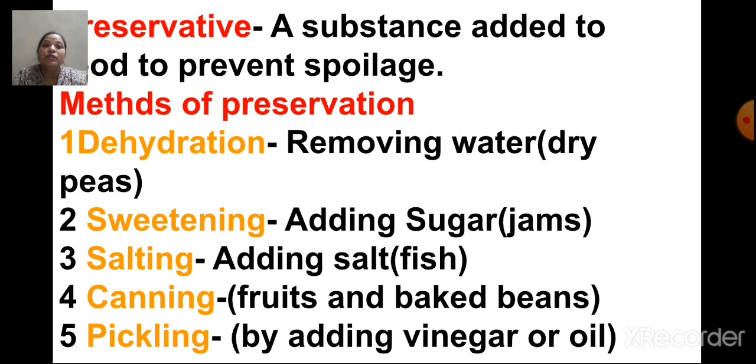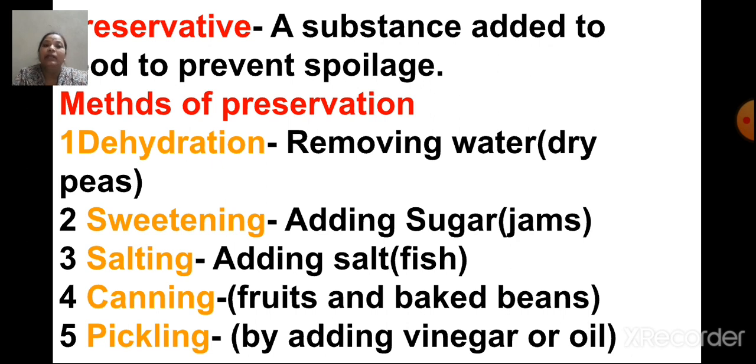Next is sweetening. Sweetening means adding sugar. Sugar syrups, jam, etc. are made by sweetening. Salting means adding salt. For example, fish, and even when we make pickles, the salt is added in a little more amount, which removes the water content from the pickle and thereby does not allow the microorganisms to grow easily.